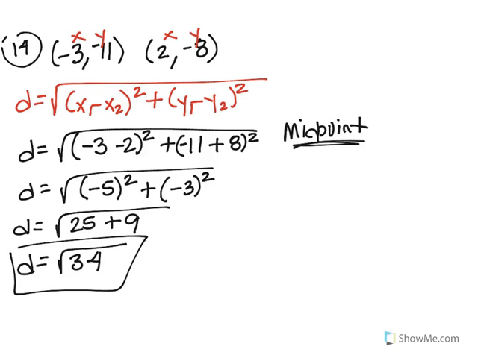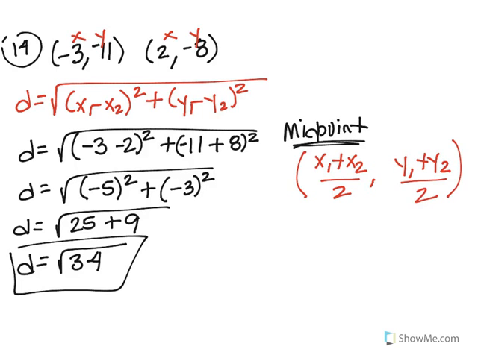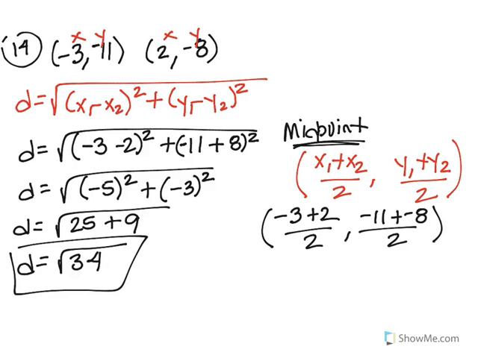And we're going to take the same 2 points, and we're going to find the midpoint. Well, the midpoint formula says you're going to take those same 2 x's, add them up, and divide by 2, and take your y's and add them up and divide by 2. So we take our x's, negative 3 plus 2 over 2, and our y's, negative 11 plus a negative 8 over 2. Well, negative 3 plus 2 is negative 1 over 2.